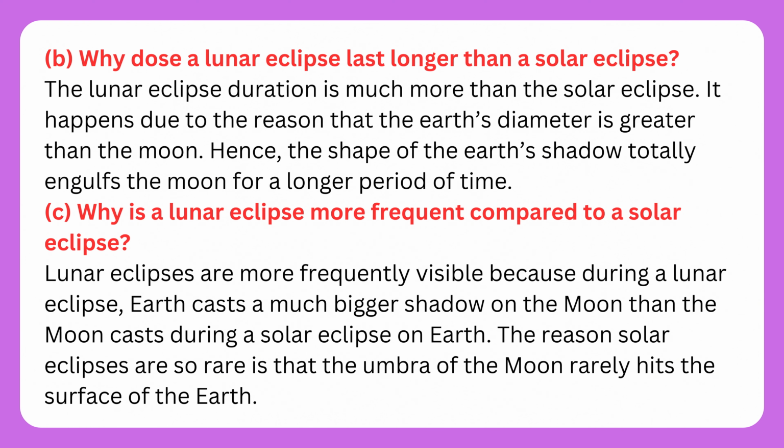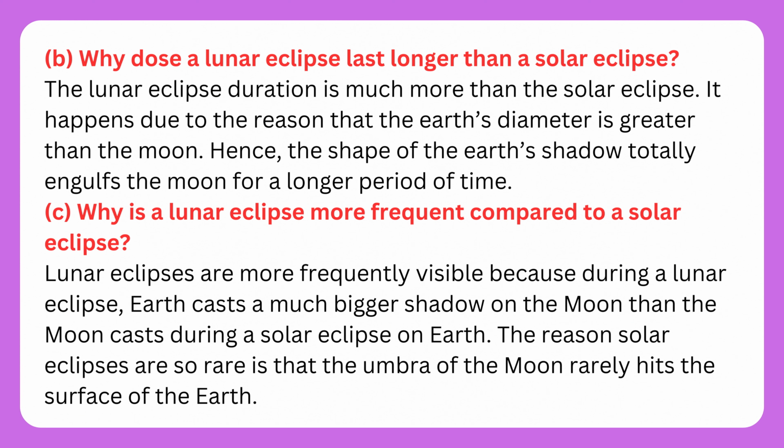B. Why does a lunar eclipse last longer than a solar eclipse? The lunar eclipse duration is much more than the solar eclipse. It happens due to the reason that the Earth's diameter is greater than the Moon's. Hence, the Earth's shadow totally engulfs the Moon for a longer period of time.